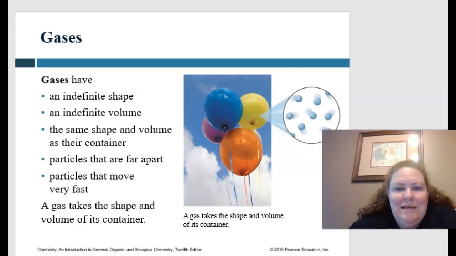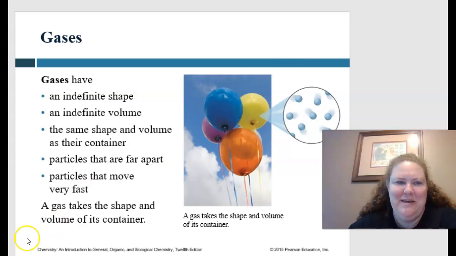Moving on to gases. Gases have an indefinite shape and an indefinite volume. Again, they're going to be the same shape and volume as their container. The particles are far apart, and that's what makes them gaseous, because they're constantly buzzing around and move very, very fast. And a gas takes the shape and the volume of its container. An example would be a helium balloon, right? Whatever we blow it up, if it's the shape of Mickey Mouse's head, then it would be the shape of Mickey Mouse's head, right? Versus just an oblong type balloon.